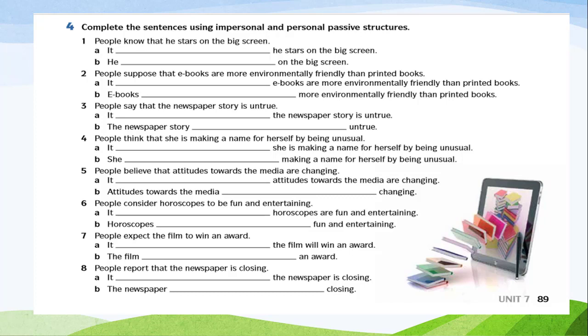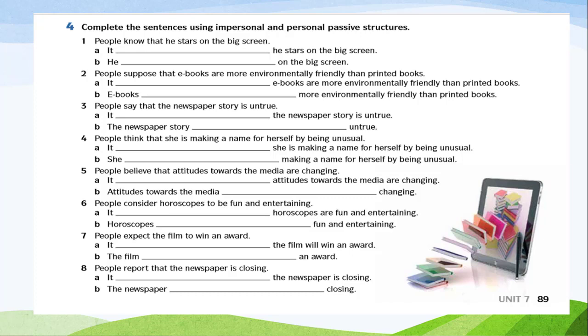Okay, now let's move to practice 4. Complete the sentences using impersonal and personal passive structures. And remember that in each pair of sentences, you must complete the gap with both personal and impersonal. You can always look back at the example in the grammar theory to help you. Okay, let's try out the first one. They give you the sentence, people know that he stars on the big screen. Semua orang tahu yang dia telah membintangi atau telah melakonkan atau telah terlibat dalam sesuatu movie, big screen.